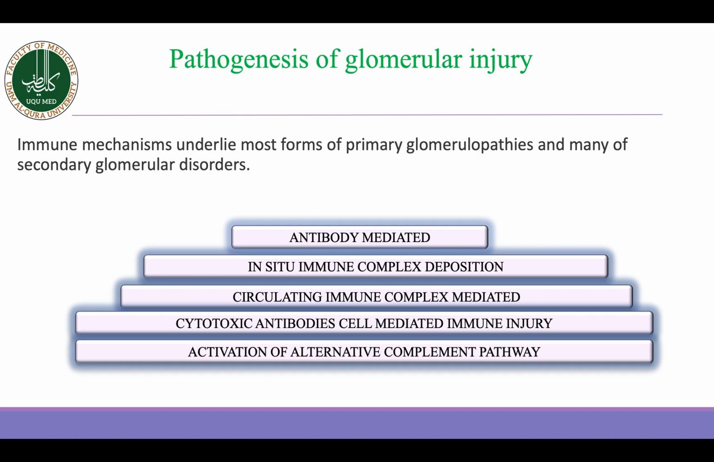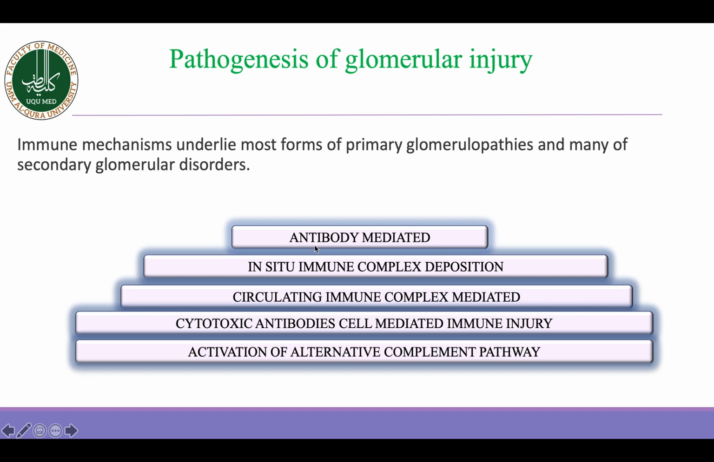Almost all glomerular diseases are related to immune mediated pathogenesis. So there is an immune mechanism underlying most forms of primary glomerulopathies and many secondary glomerular diseases. Even secondary diseases like glomerular disease related to lupus nephritis are also mediated by immune disorders. This is just a list of the types of immune mediated mechanisms. Again, I will not go into details of each one, describing what happens in each of these pathogeneses. However, it suffices just to consider the different types of these immune mediated diseases.